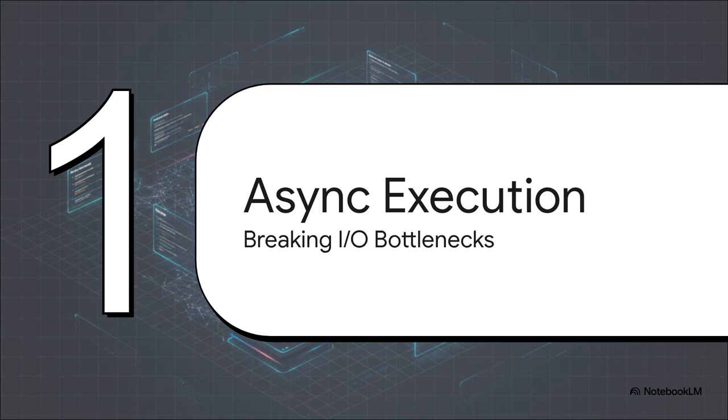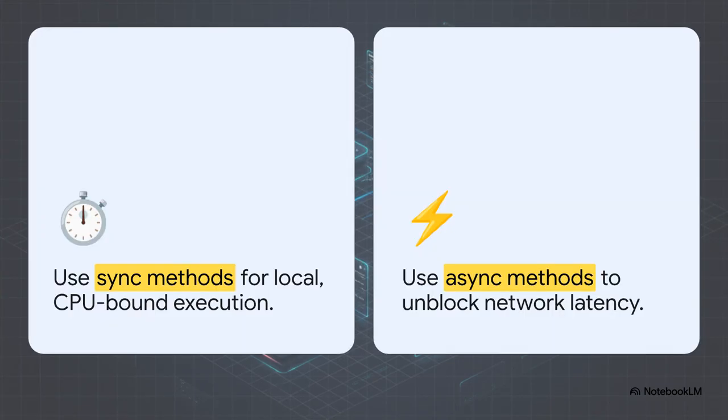Section 1. Async execution and dependencies. Breaking I/O bottlenecks. So we have to start with the absolute biggest bottleneck in AI applications, input/output. When your state machine hits an external network service, say an LLM API or a remote database, blocking the main thread literally kills your throughput. But Burr provides a mechanical API switch to solve this.